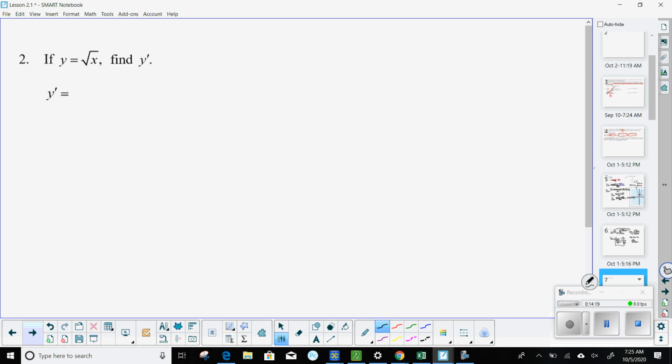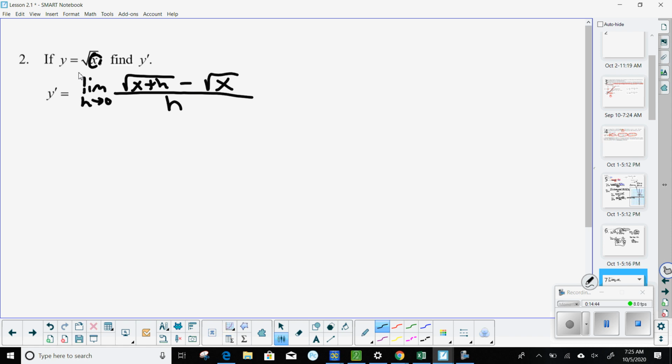Let's go to this example number 2 right here. It says y equals the square root of x. We want to find y primed. So good, we're just using our formula. We're going to find the limit as h approaches 0 of f of x plus h. I plug x plus h in for x, minus f of x, that's just the square root of x, all over h.